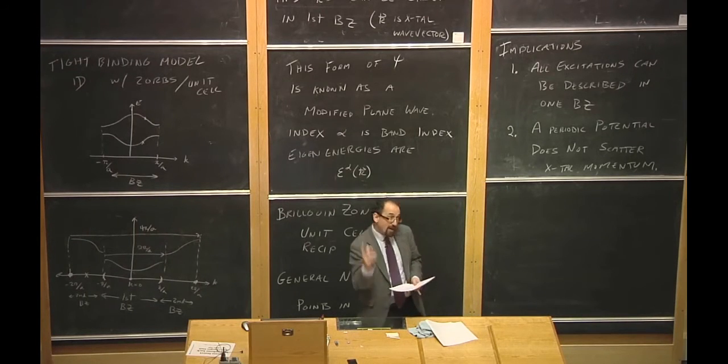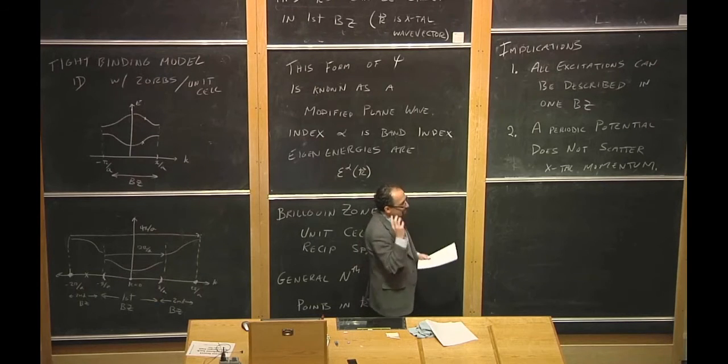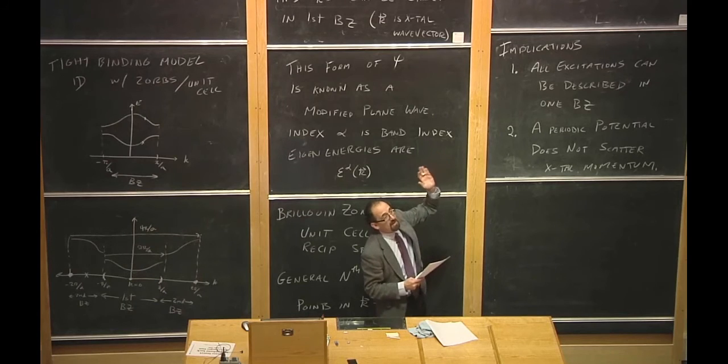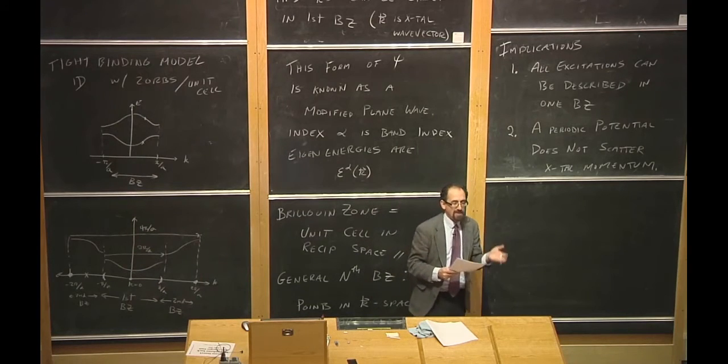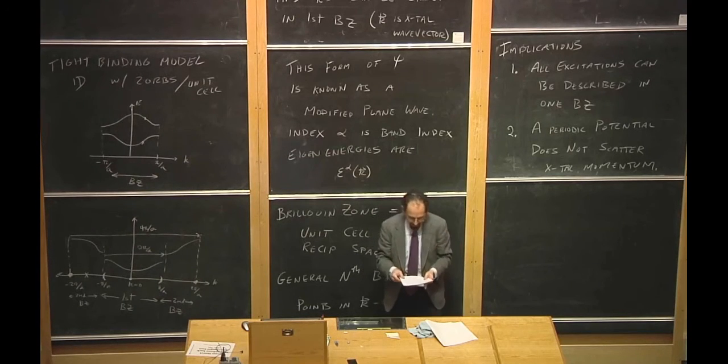Okay, and where did this result come from? It's important to realize that this important result really came from Bloch's condition. It came from the fact that a periodic potential only scatters you by reciprocal wave vectors.